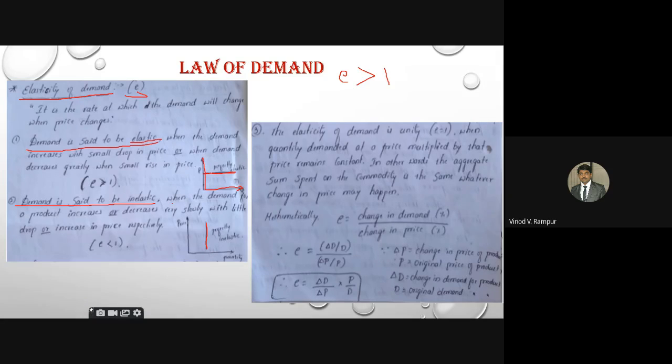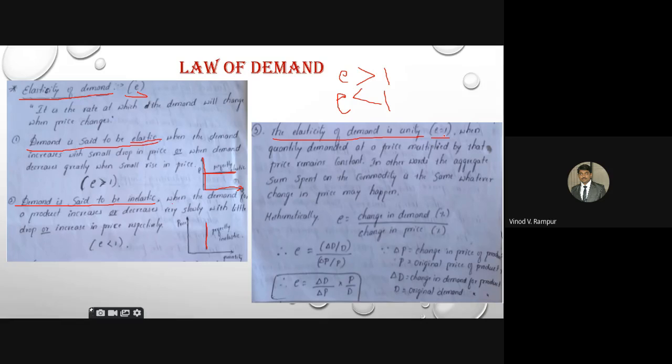That's why it is perfectly elastic, perfectly inelastic. And these are the two conditions: E is greater than 1, E is less than 1. Then it comes to when we are going to get elasticity as unity, that is E is equal to 1.